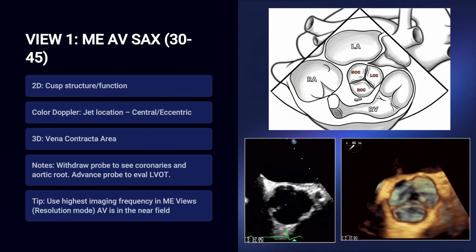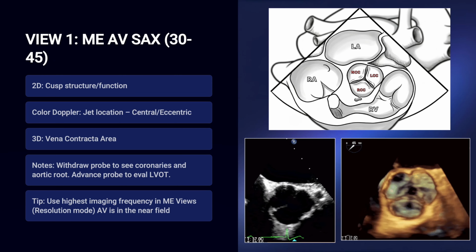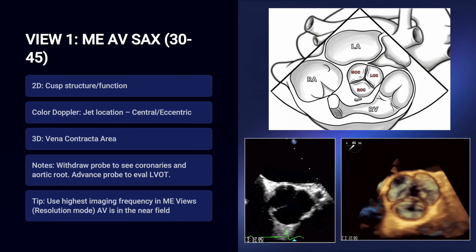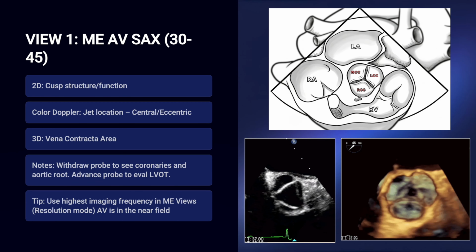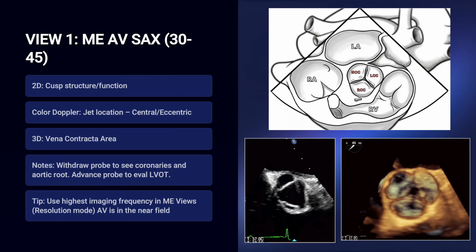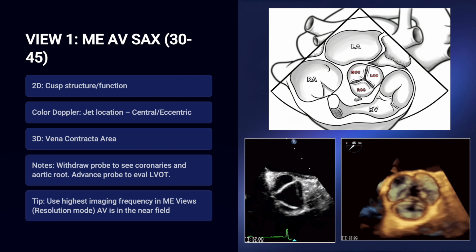If you want to perform further advanced measurements from this view, you can advance the probe to evaluate the left ventricular outflow tract, or withdraw the probe to be able to see the coronaries and aortic root a little bit better. Because this view is typically in the near field, I recommend resolution mode, as you'll be able to get the best details of those cusps using that mode.